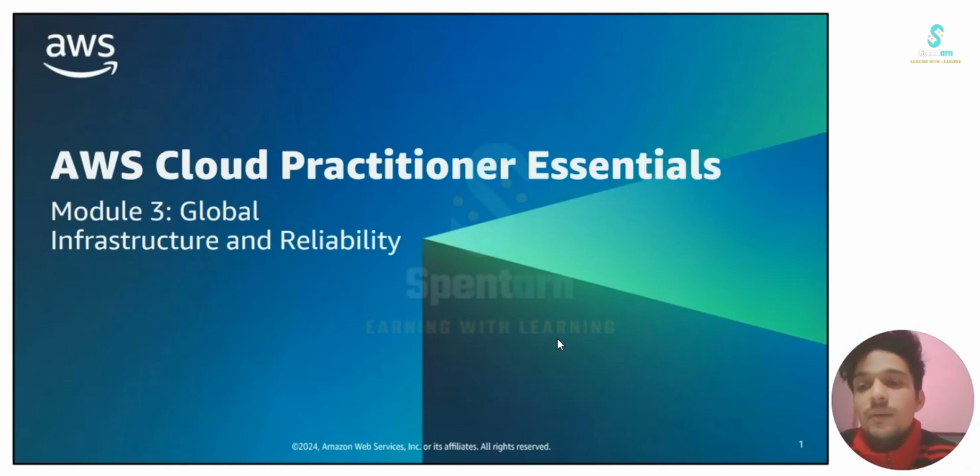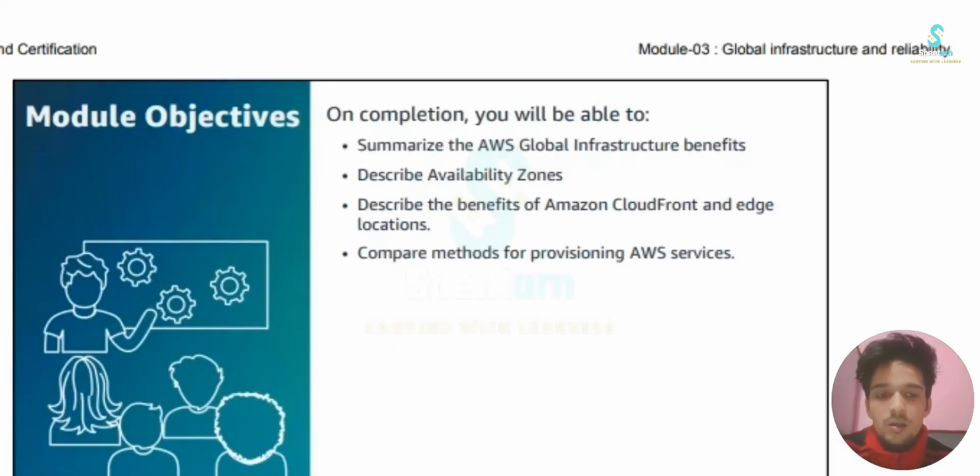And in this third module, we'll be going to discuss global infrastructure and reliability. As the name itself says, we will discuss a lot of things which are important in the AWS infrastructure, like availability zones, regions, edge locations, and many more. So let's go ahead and start this particular module.